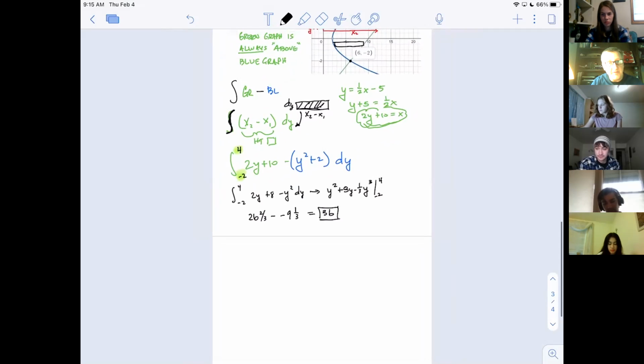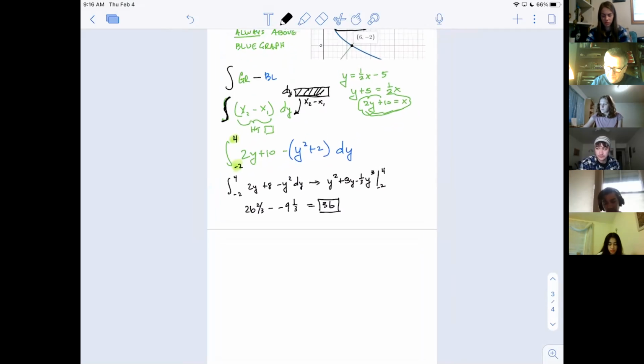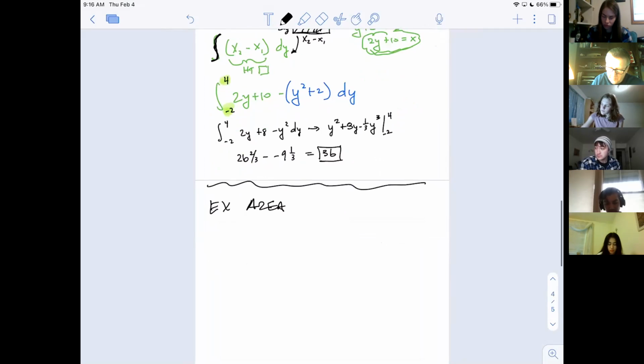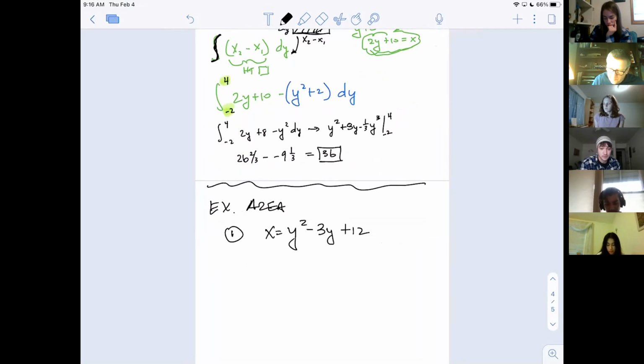Let me set up one more really quickly for you. We won't solve it, but I'll set it up just so you can kind of see it in action. So this one is canned, and so I'm hoping that means it works good. So here's one equation. It is x equals y squared, but not so simple, -3y plus 12. Second equation, x equals -2y squared minus 6y plus 30.